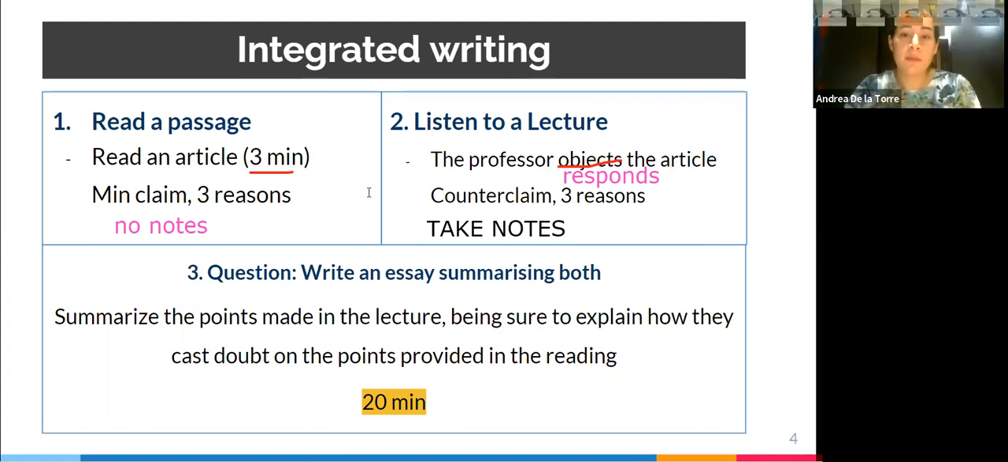So that's it. You read the passage, you listen to the lecture, and finally you get the question, which is going to ask you to summarize both the lecture and the passage. Okay? You're going to write a text summarizing this, but it's not just going to be any text. The text that you write needs to be an essay. Does anyone know what an essay is? What is an essay?